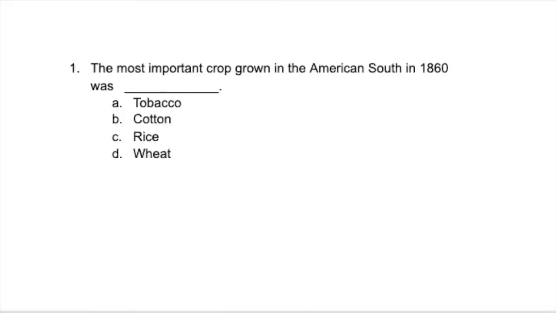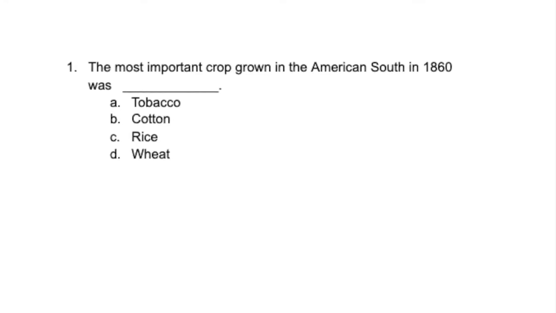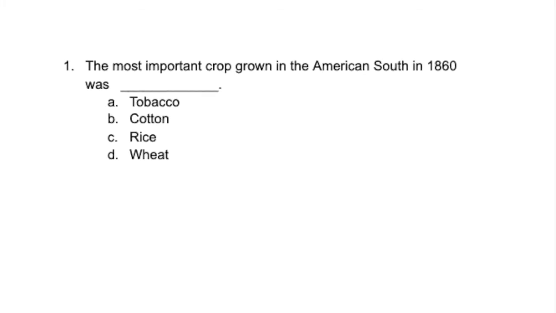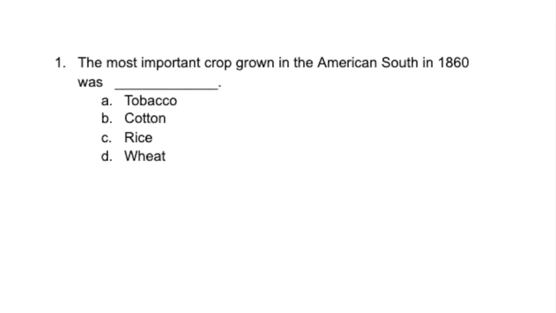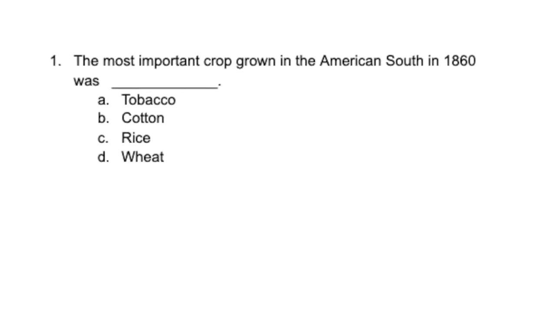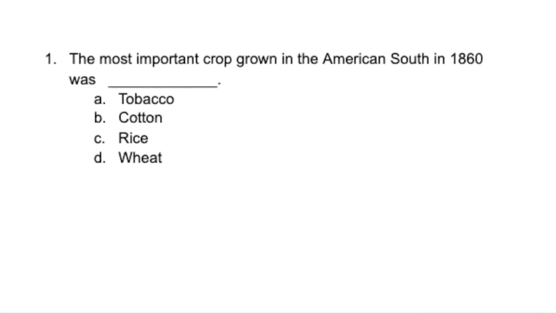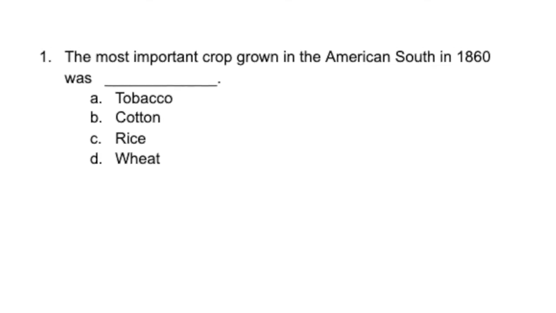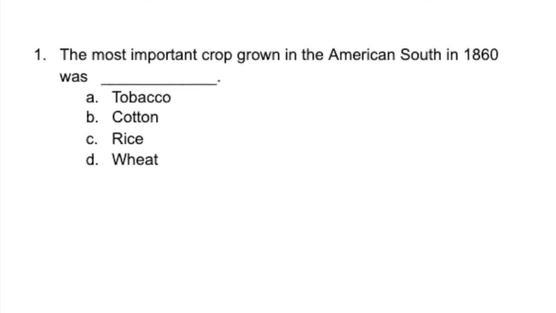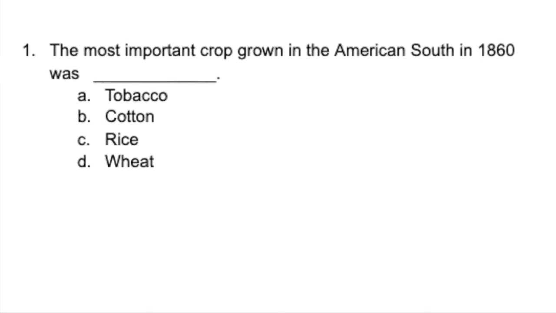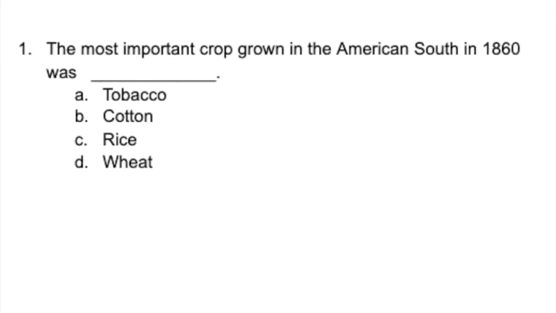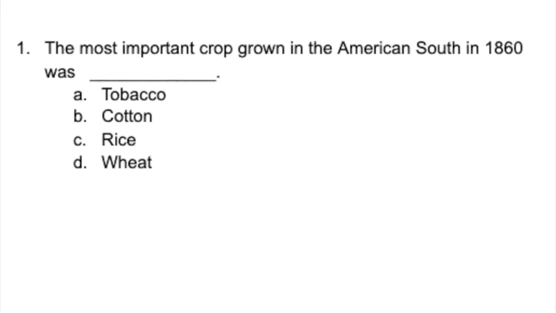As you can see in this question, students are asked to identify or recall the most important crop grown in the American South in 1860, and if you remember your American history, you would know that the answer is B, cotton. How would you have figured this out? You just had to know it from before. If you didn't know it, you got it wrong, or you just guessed right. But either way, it requires 1 simple step. Did we remember it? Great. If you didn't, well, hopefully you're lucky.